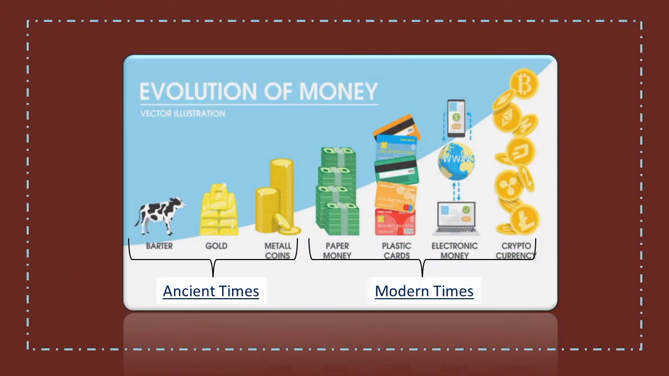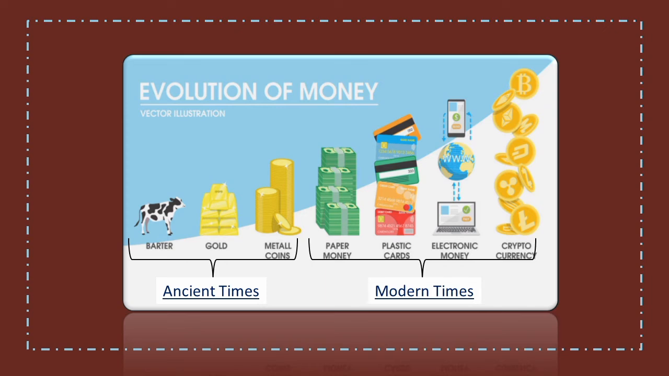So let's move forward to how money has evolved in our day-to-day lives. We can see here that in ancient times the barter system was used, and then gold and metallic coins came. Gold and metallic coins belong to the times when kings and queens were there. Then came the introduction of paper notes, plastic cards, electronic money, and cryptocurrency is ongoing and in vogue nowadays. It is the time of modern times.